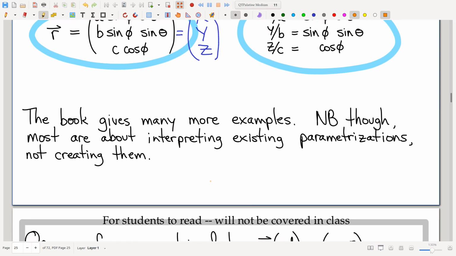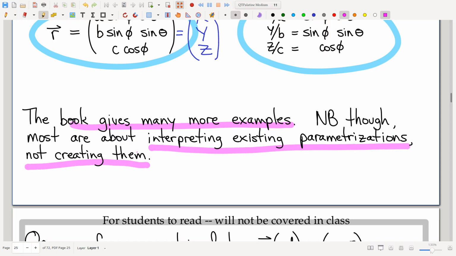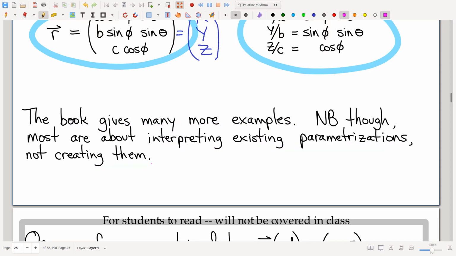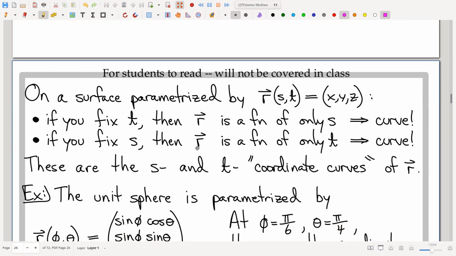I've already talked through this point here. The book does give a bunch of examples. They're good examples, and I hope you'll look at them. They are, however, about interpreting parameterizations, not creating parameterizations. Again, my experience in physics classes, pretty similar to engineering classes in a lot of ways, is that you need to create, I'm going to say, most of the time. So I think it's important to know how to create, not just how to interpret. Okay, moving along.